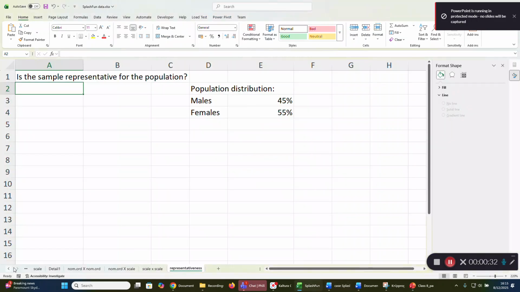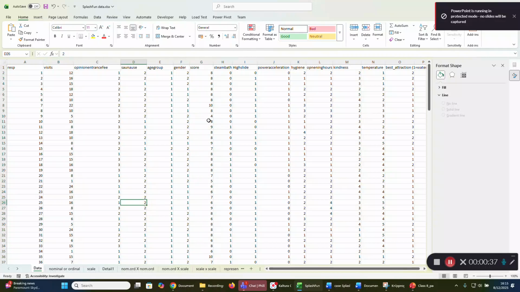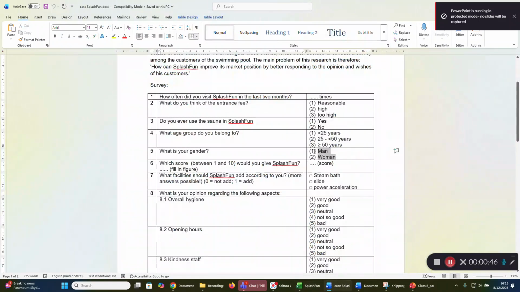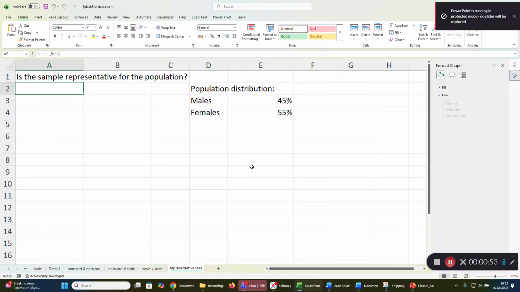To do that, I also have an Excel file, and in that Excel file I have all the data, all the answers to the questions of this survey. Here you can see in column F there is the gender, where 2 stands for women and 1 stands for men. So let's take a look at how to analyze the representativeness for this sample.